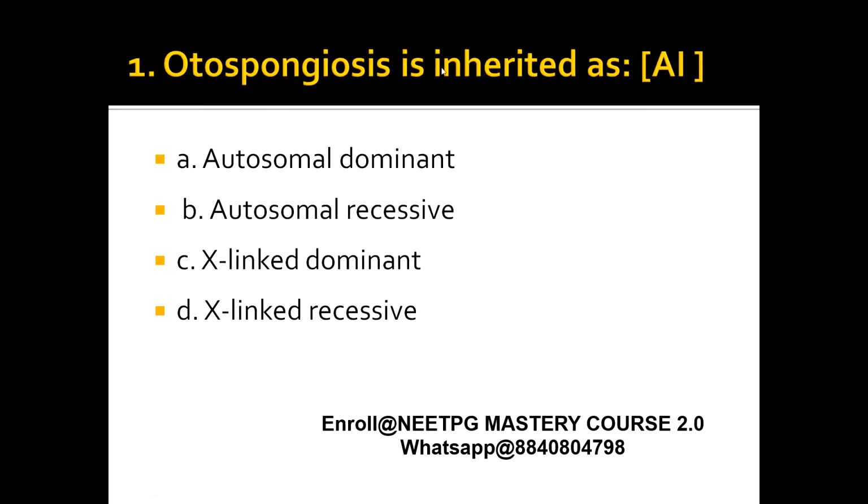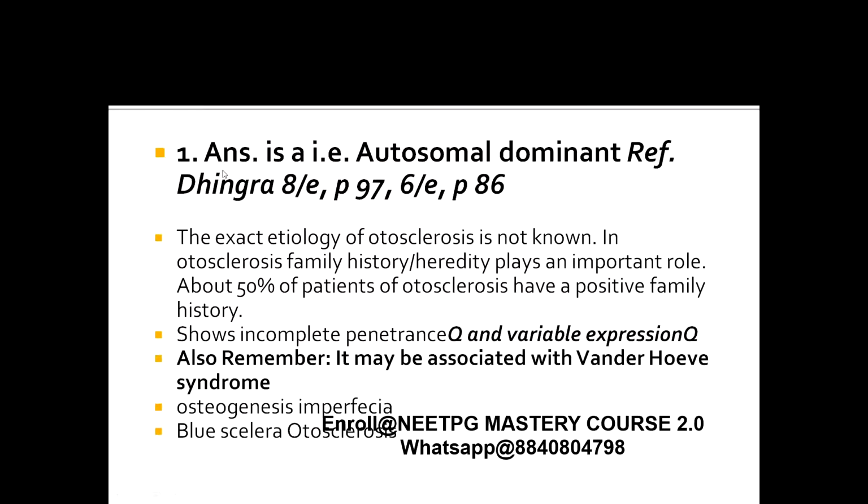Now otospongiosis is another name, or previous name, of otosclerosis. So now you know it is autosomal dominant. I have repeated it twice, that means it is a separate MCQ. Otospongiosis, otosclerosis is autosomal dominant. So you all know, I am not reading this.